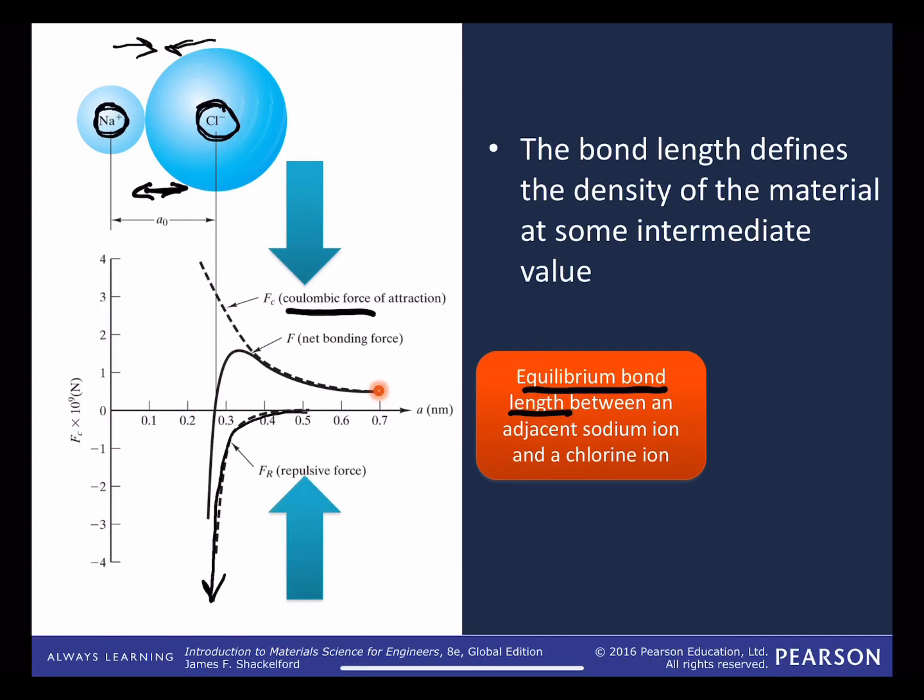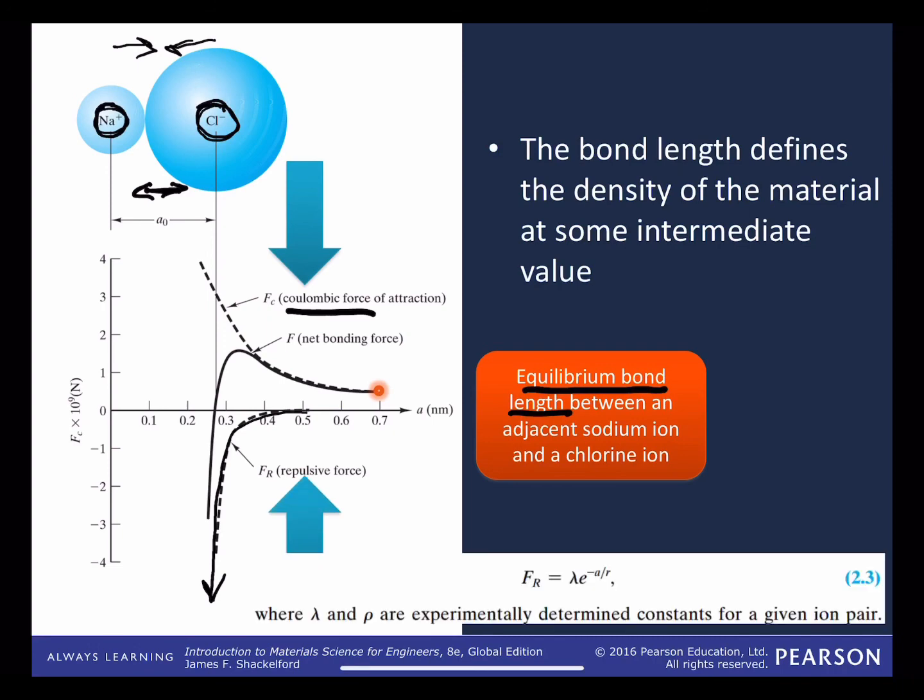Okay, so this force of repulsion actually follows an exponential, as we mentioned here, and so the force of repulsion goes as e to the negative a over r. And here you can see that there's some experimentally determined constants for the ion pair. So every ion pair has different lambda and rho values here, and they need to be calculated. So we won't be handling this equation with a lot of detail, but there is some data out there for every ion.